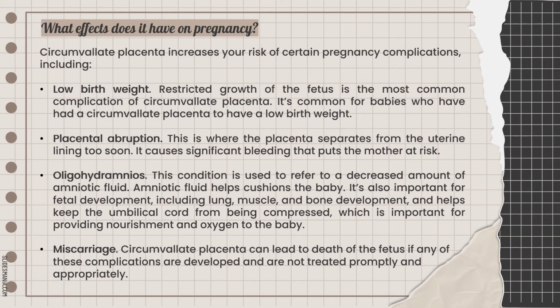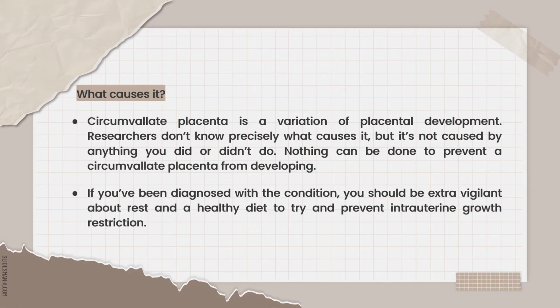Miscarriage. Circumvallate placenta can lead to death of the fetus if any of these complications are developed and are not treated promptly and appropriately. What causes it? Circumvallate placenta is a variation of placental development. Researchers don't know precisely what causes it, but it's not caused by anything you did or didn't do. Nothing can be done to prevent a circumvallate placenta from developing.